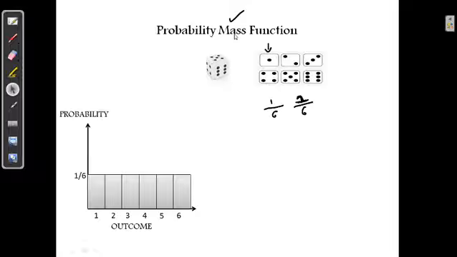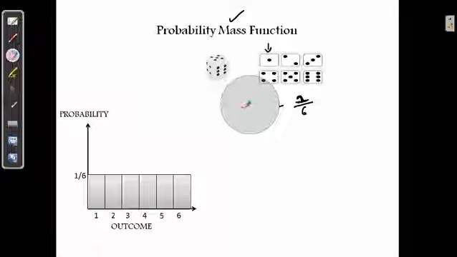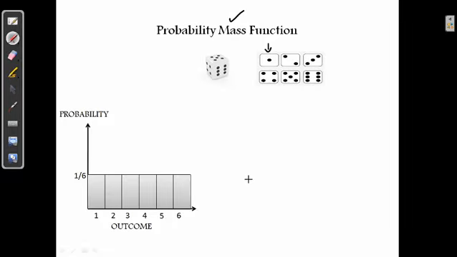So this function is called the probability mass function. You are plotting the graph of outcome versus the probability of getting that outcome. This is called the probability mass function. Clear with that? Yes, sir. Okay, next, once you get the probability mass function, you can calculate the cumulative function. Let us consider this and try to derive the cumulative.